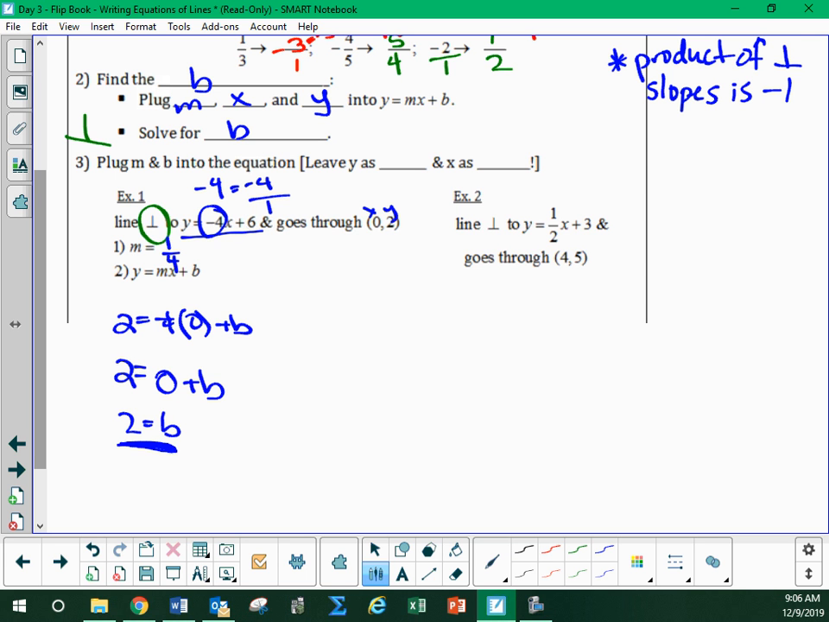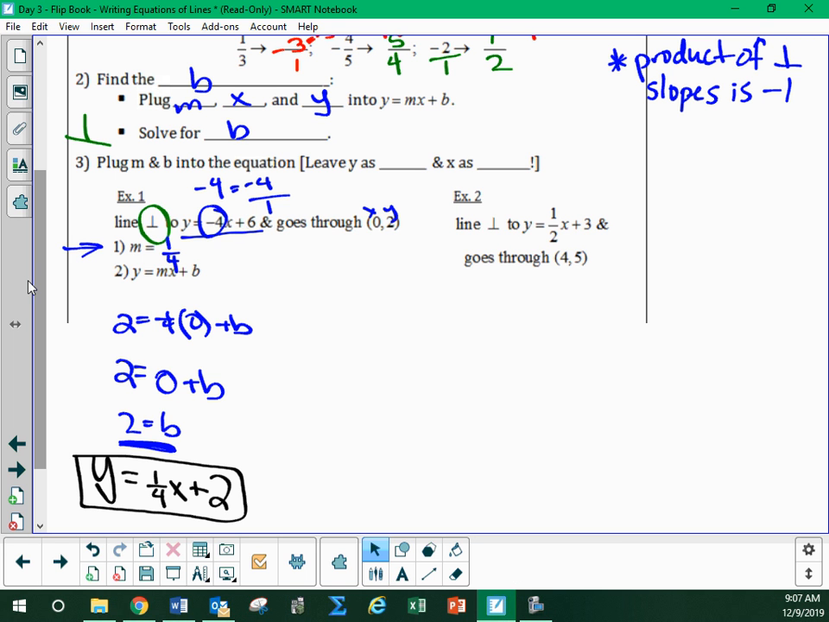I have my y-intercept. I have my slope. Smart board's messing up already. Now I can just write my equation. y equals, my slope is 1/4, don't forget your x, plus 2. And my b value is 2. All right, and then let's go and do our next example. We'll do some practice.